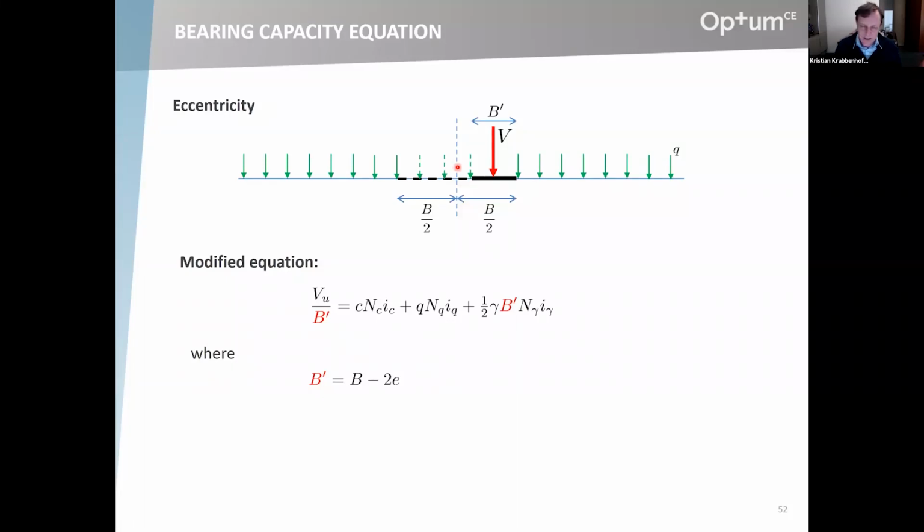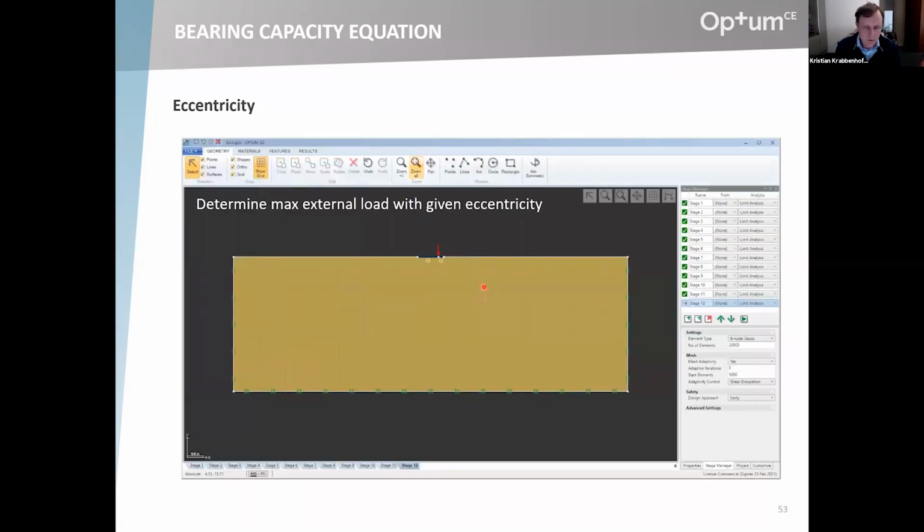So it's something that is a bit tricky, but to make some basic comparisons, what we could of course always do is set up a problem like this. This is on sand. I've not included any surcharge, just to eliminate one source of uncertainty. And then we could place the load at some distance from the center of the foundation. We would call this the eccentricity, and then simply determine the maximum load given some eccentricity. And then we could play around with whether the foundation has any self-weight or not.